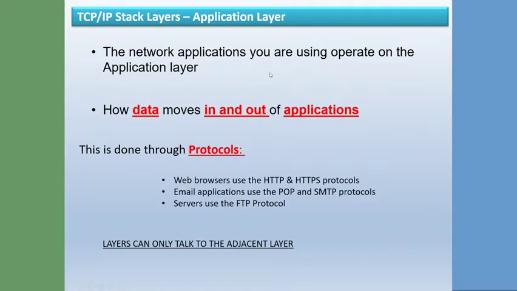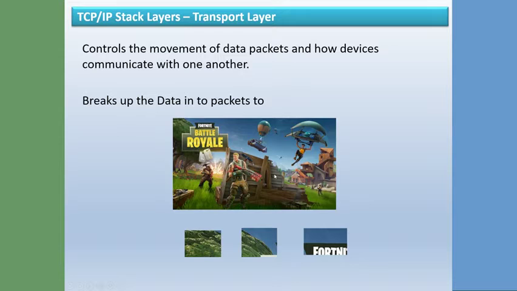Okay. The network applications you're using operate on the application layer, so things like Microsoft Outlook would use the application layer. Okay, computer games would use the application layer. And it dictates how data moves in and out of applications, and this is done through the protocol. So HTTP, HTTPS, POP, SMTP, and FTP, they would all work at the application layer.